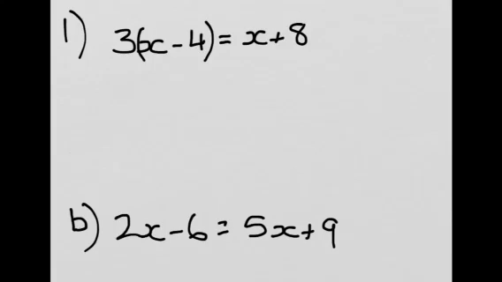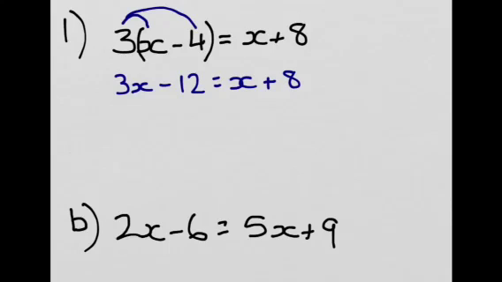In question 1 you're asked to solve the equations for x. In part A we've got 3 bracket x minus 4 is equal to x plus 8. Now in this question we have to multiply out the bracket by multiplying everything inside the bracket by 3, and that would give us 3x minus 12 is equal to x plus 8.